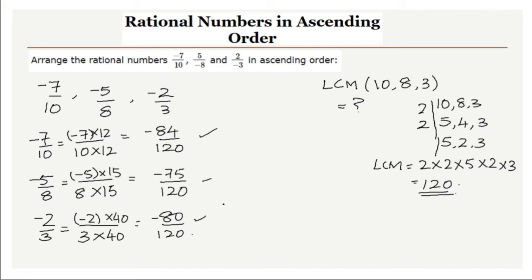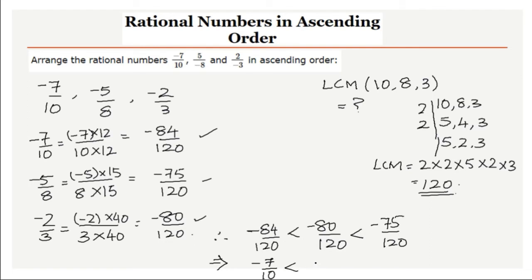Now you compare these three rational numbers which have 120 in the denominator. Clearly, we have negative 84 upon 120 as the smallest one, the next larger is negative 80 upon 120, and the next larger is negative 75 upon 120. Now I will replace these with the corresponding rational numbers. Minus 7 upon 10 is the least, followed by minus 2 by 3, followed by minus 5 by 8. This is how we arrange the rational numbers in ascending order.